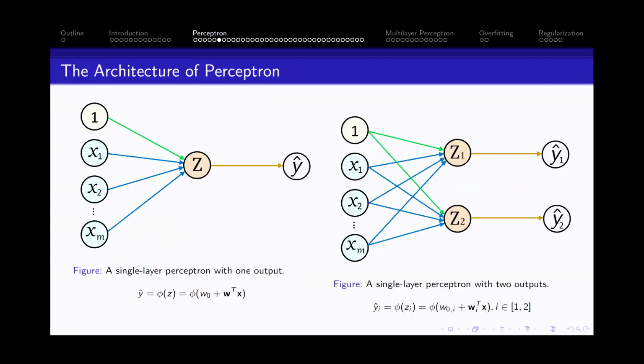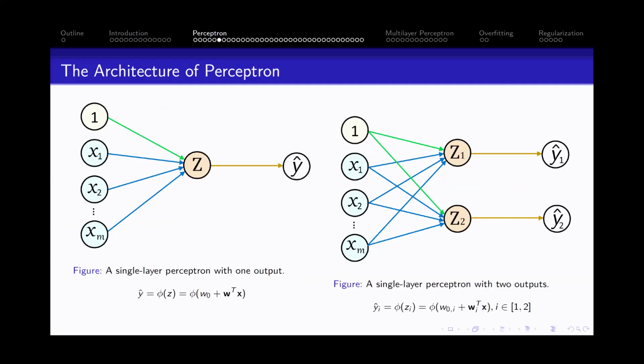So the single layer perceptron can also be defined with 2 different outputs. It's not always just one output. You can also define the single layer perceptron with 2 outputs. You have a question? Yeah.